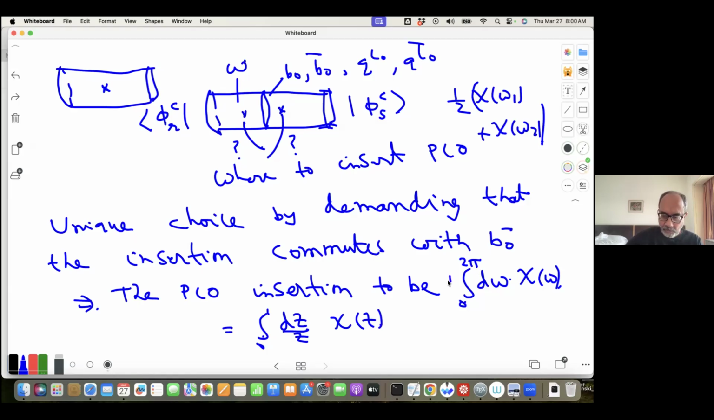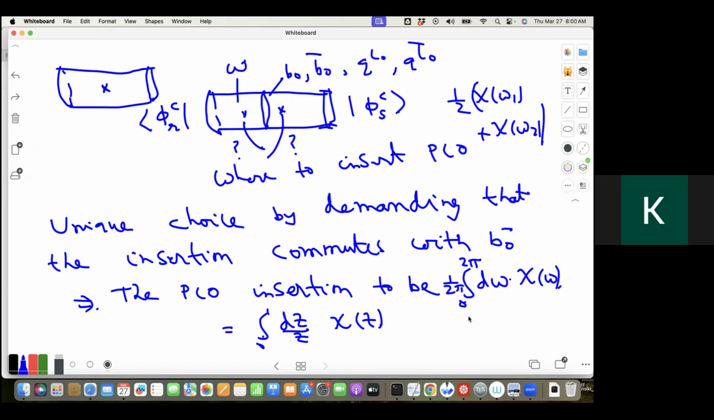I should put a 1 over 2 pi here. It says that you take the average over inserting it everywhere on the cylinder, everywhere along a particular time cycle. That's what this means. So this is not a section, but a chain or a cycle, and this particular chain has basically an infinite number of sections, because you are averaging over continuous insertions of chi.